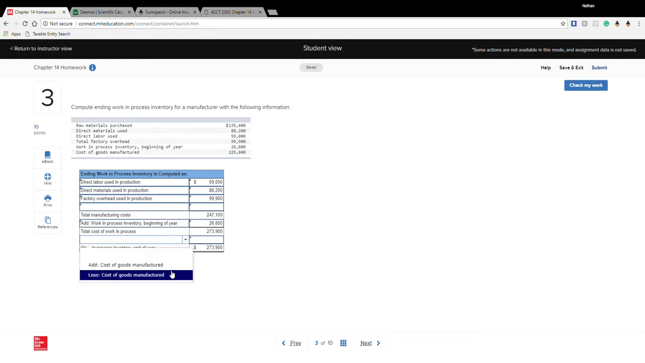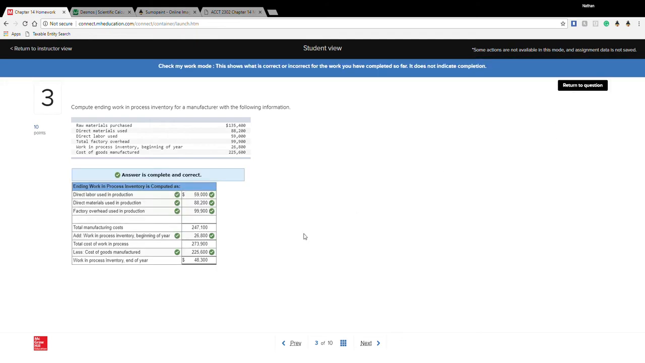And then this time we're just going to subtract cost of goods manufactured, because we're finding out work in progress inventory at end of the year, so we got to get rid of cost of goods manufactured. And it should be 48,300. Again, check my work. Boom, everything's good, everything's green, answer is complete and correct.